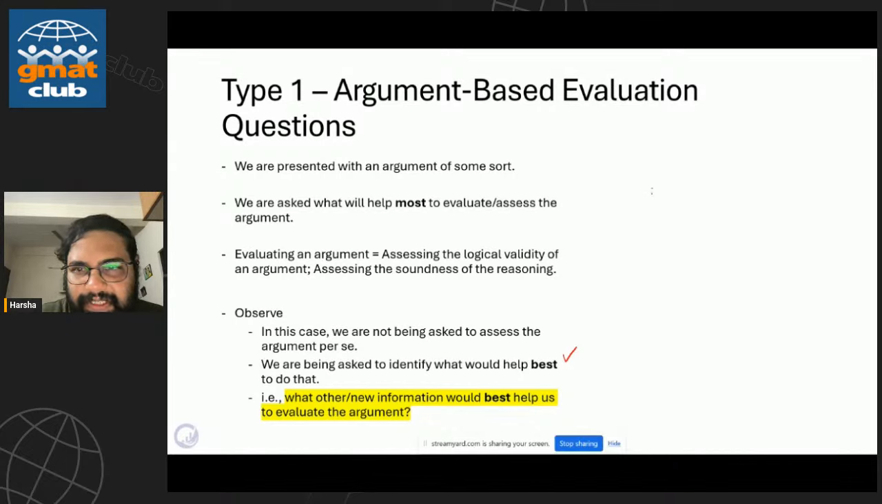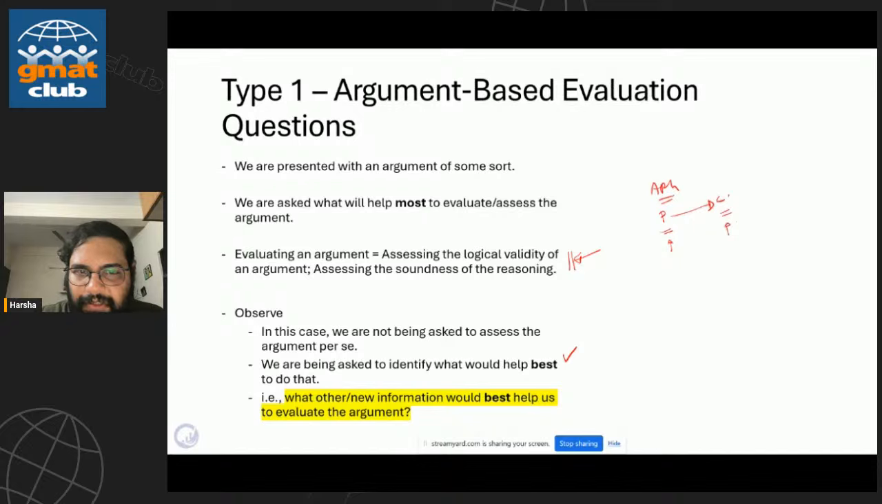But just to summarize, any argument is essentially a set of premises leading to a conclusion. When you think about evaluating an argument, it means they are being asked to assess the logical validity of the argument. Now, what do I mean by logical validity of the argument? Think of it this way. Given these premises, how logical is it to arrive at this conclusion? That's what you're trying to assess. In other words, is this a sound argument? Is this a logical conclusion to make given those premises? That's what argument evaluation means.